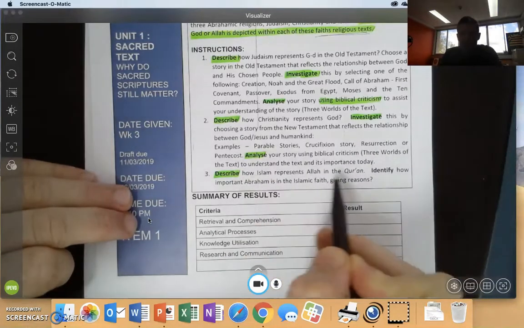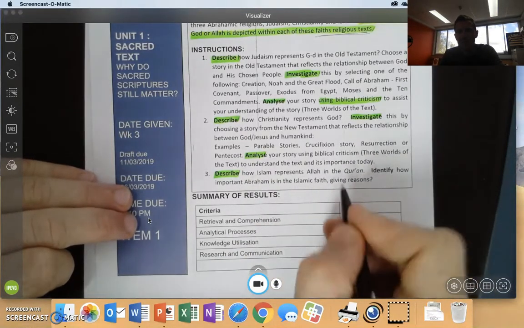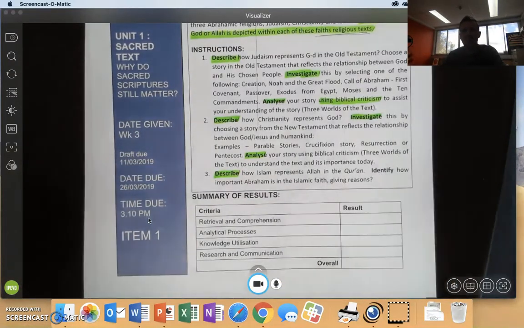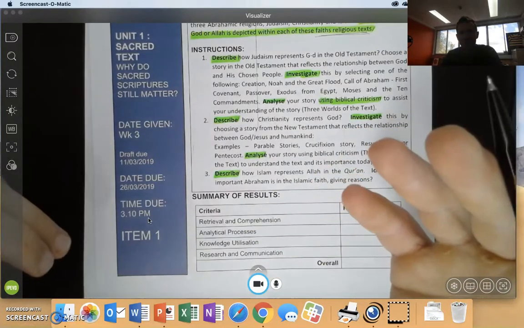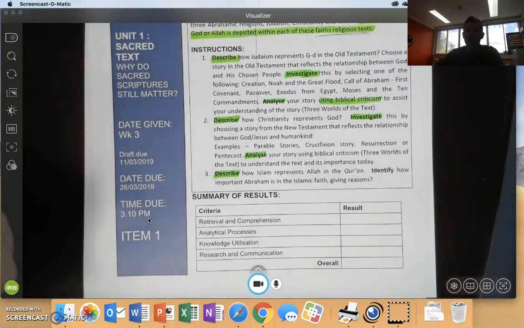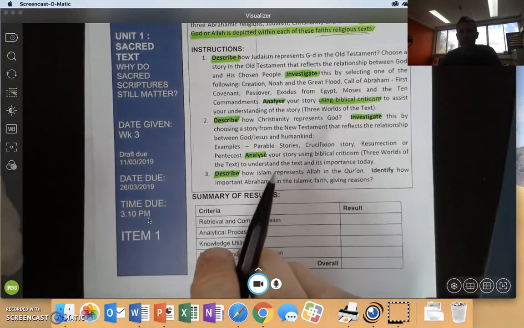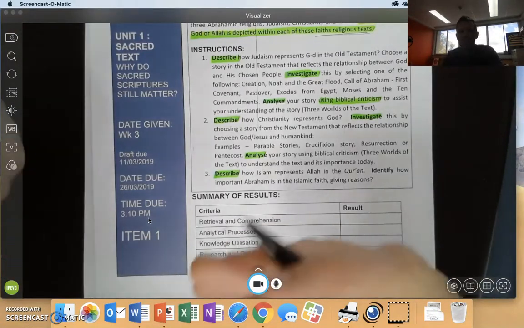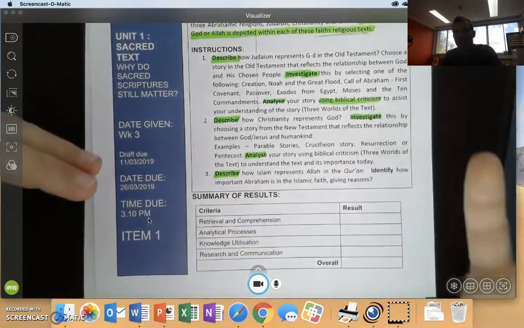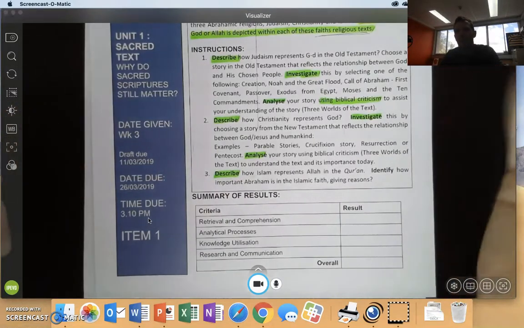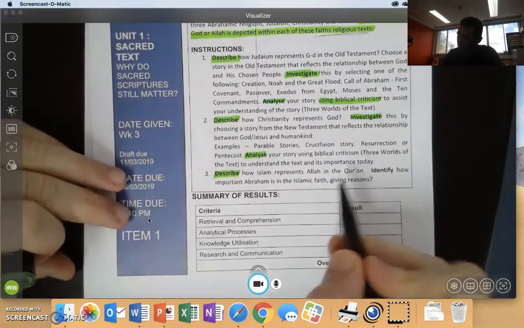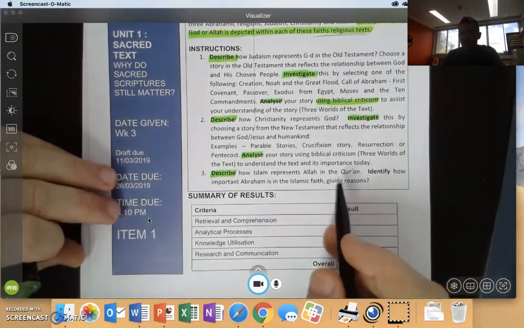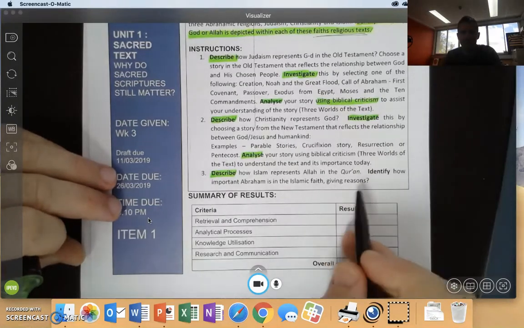So I would be expecting you to find sources using the library databases, and actually find some scholarly articles that talk about how Allah is represented in the Quran. Okay, and then find scholarly articles that discuss how Abraham is important in the Islamic faith, and give reasons for that, provide justification. So again, using the library databases to be able to access those, allow you in-text referencing and citation, as well as a proper and full bibliography at the end.